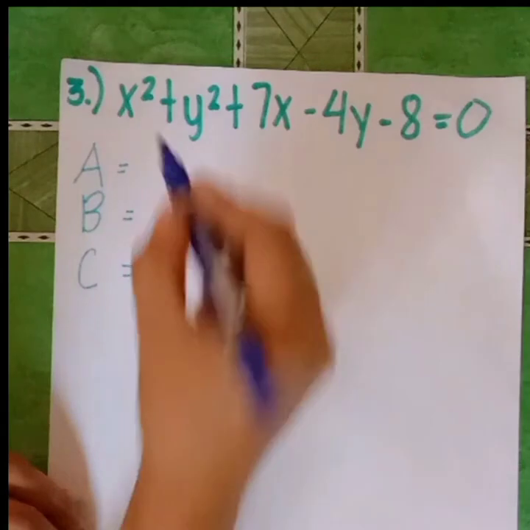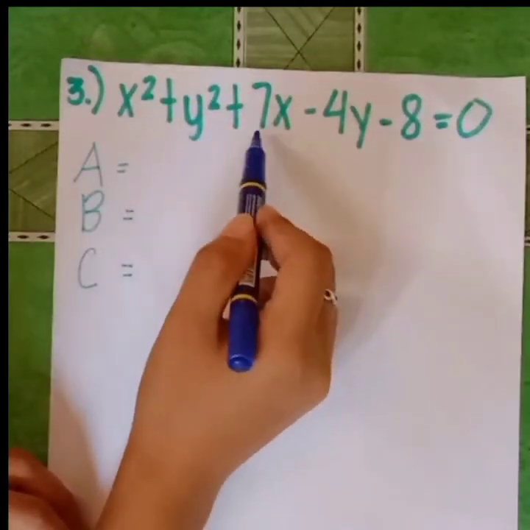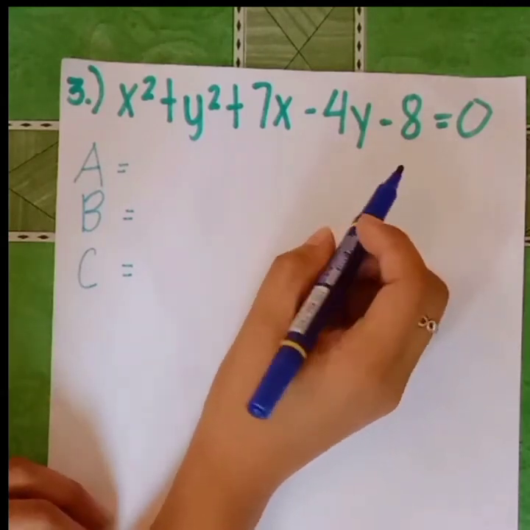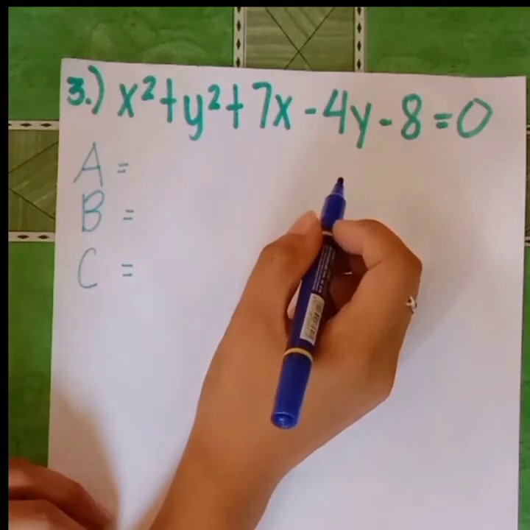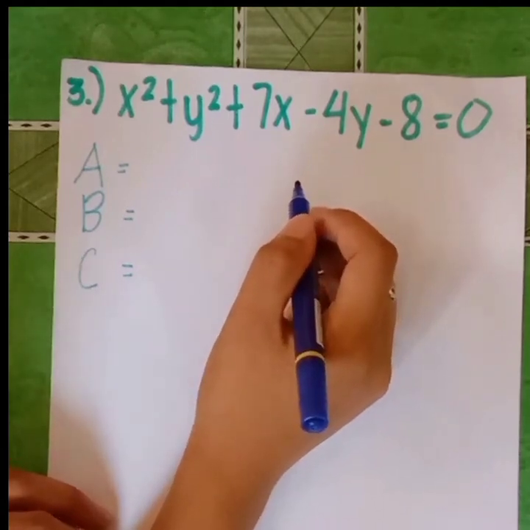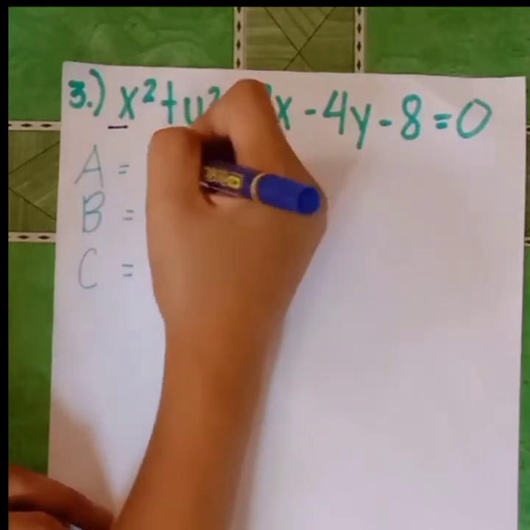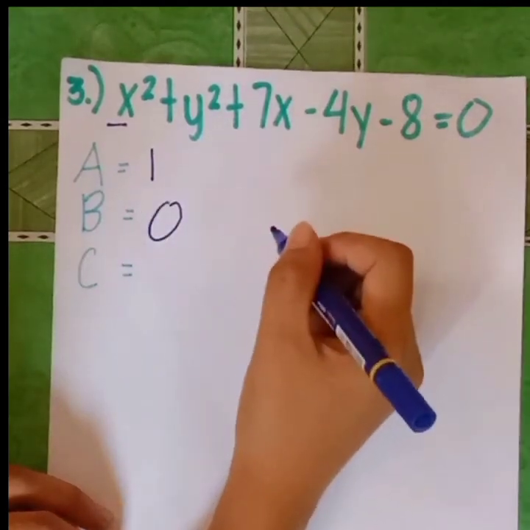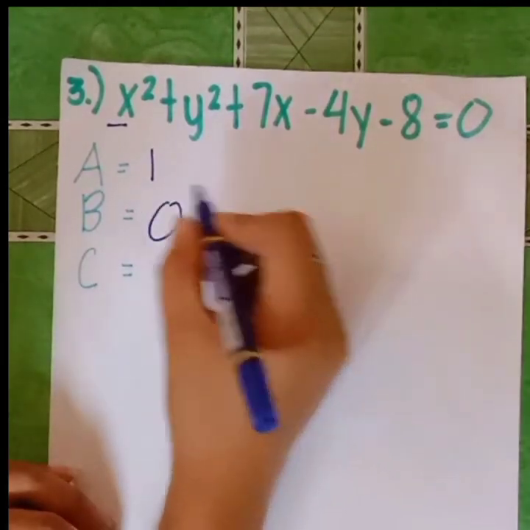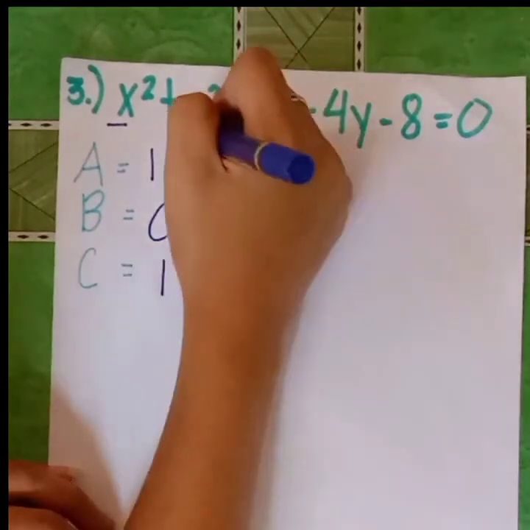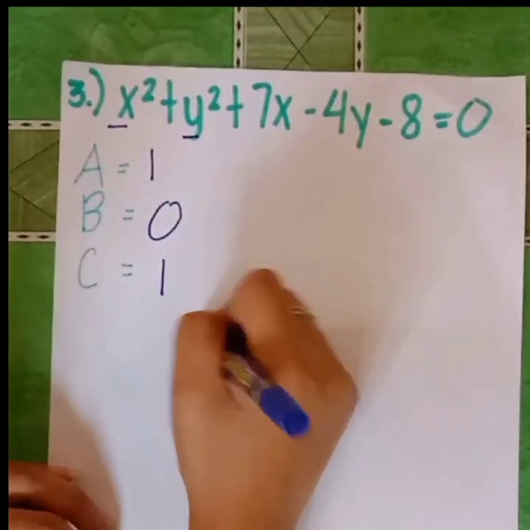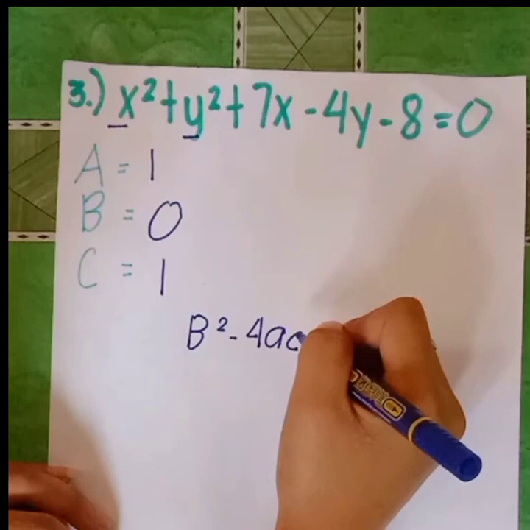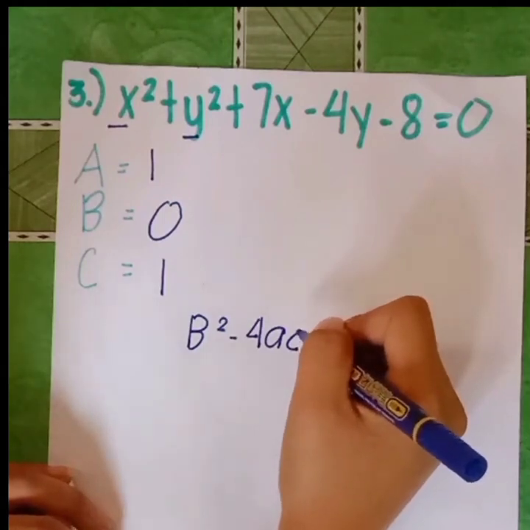Another example is x squared plus y squared plus 7x minus 4y minus 8 is 0. First, we will identify the coefficients A, B, and C. Coefficient A is equal to 1. Coefficient B contains 0 since there is no xy here. And our coefficient C contains positive 1. So, the discriminant is b squared minus 4ac.